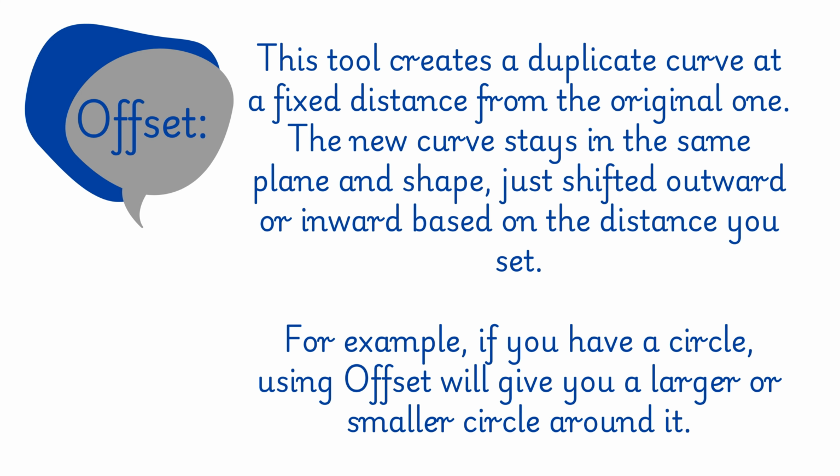This tool creates a duplicate curve at a fixed distance from the original one. The new curve stays in the same plane and shape, just shifted outward or inward based on the distance you set. For example, if you have a circle, using offset will give you a larger or smaller circle around it.